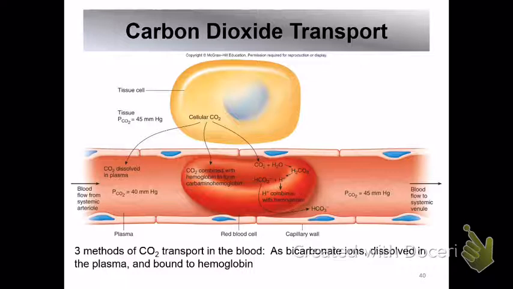We'll highlight it again. Three methods of CO2 transport in the blood: bicarbonate ion, plasma, or bound to the hemoglobin, so that it can bind to the hemoglobin just like the oxygen can.